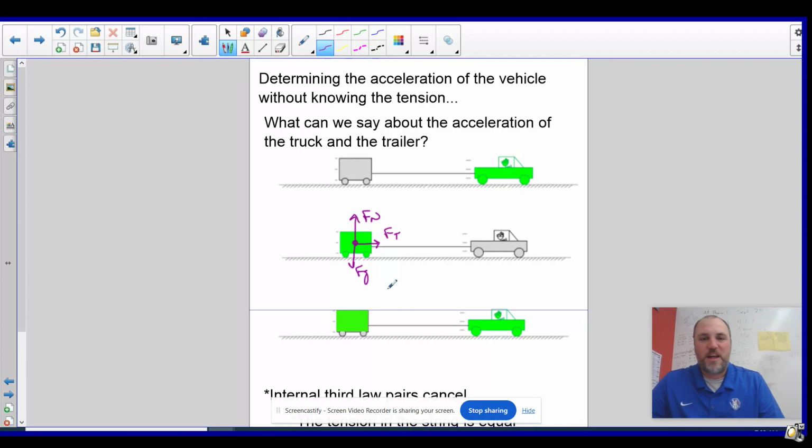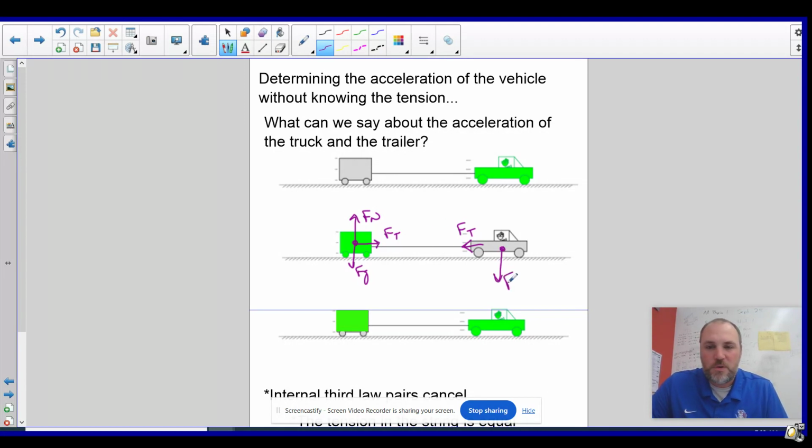And what I like to do here is I imagine that rope and how the trailer is experiencing that tension. Well, every fiber of the rope is pulling on the next fiber of the rope, and they're all pulling with equal and opposite forces. So we have this chain reaction of third law pairs. So I would say then that the tension on the truck pulling to the left is equal to the tension on the trailer pulling to the right. So we have here a third law pair.